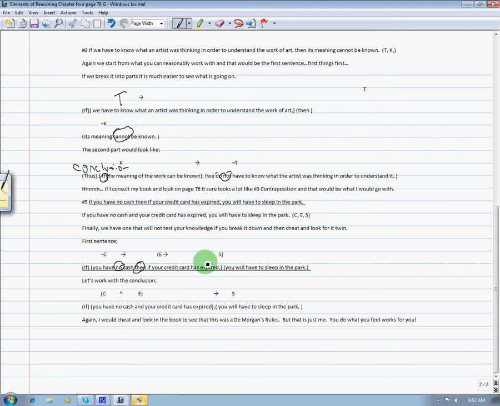So let's work with the conclusion. If, again, you have no cash and, right there, C and E, your credit card has expired, then, because I have my if here, then you will have to sleep in the park. So again, I simply cheat and I look in the book and I see that this is De Morgan's rule, but that's just me. You do what you feel works for you, and hopefully this will help you out and make things a lot easier for you.